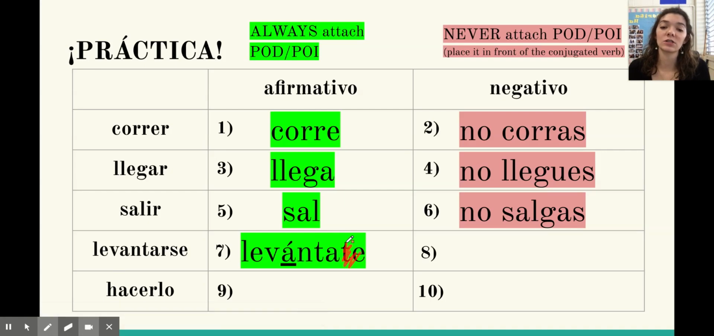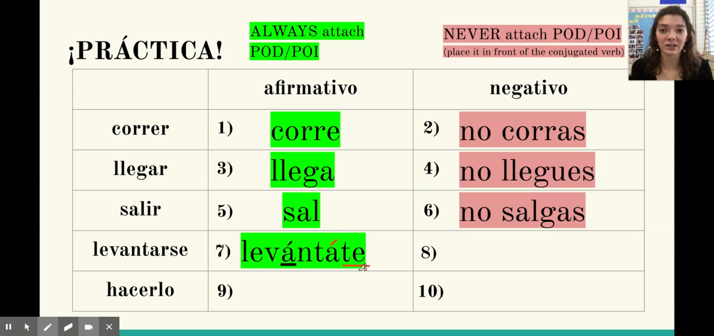If we're excluding the te, pretend the te is not there. Levanta, levanta. It ends with a vowel. Therefore, our natural accent is right here on the second to the last syllable. Now, when I add an extra vowel to the end of this word, I have added a whole extra syllable, right? From levanta, 3 syllables, to levantate, 4 syllables. If I added an extra syllable, an extra vowel sound, naturally the accent would fall here.